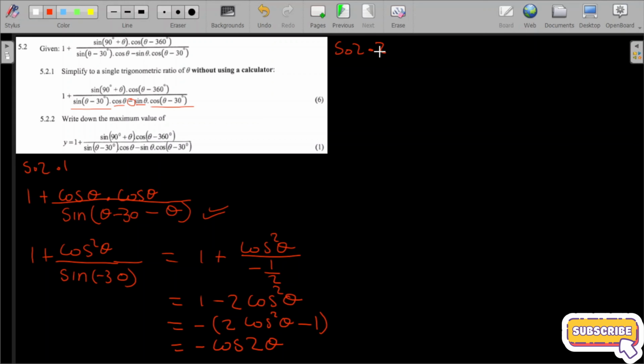Now, 5.2.2, they're saying write down the maximum value of this thing here. The maximum value of this is just y equals to 1. This is the maximum value of this thing that we have right there.